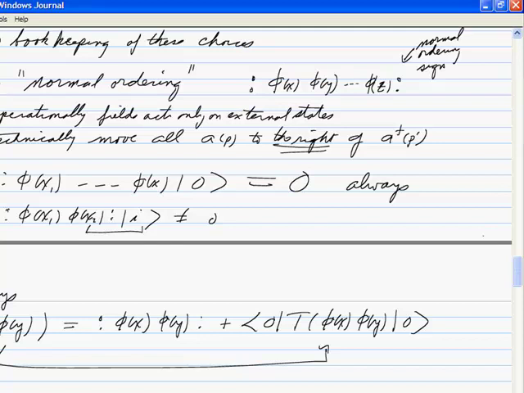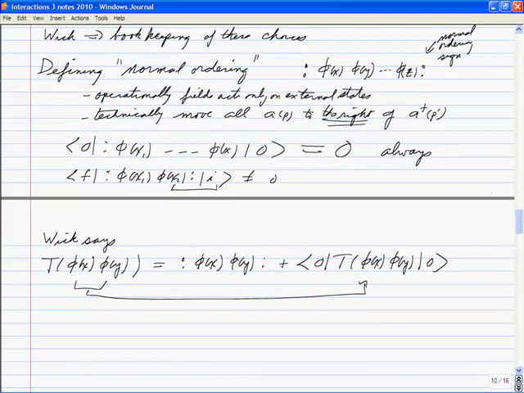Okay, and this is consistent because if I take vacuum matrix elements of both sides, the vacuum matrix element of this side is the propagator. This vacuum matrix element is 0, so this has to be something else. Okay, that's in a way the easiest way to prove it. You just say this is normal ordered plus something, and that something has to be this guy.